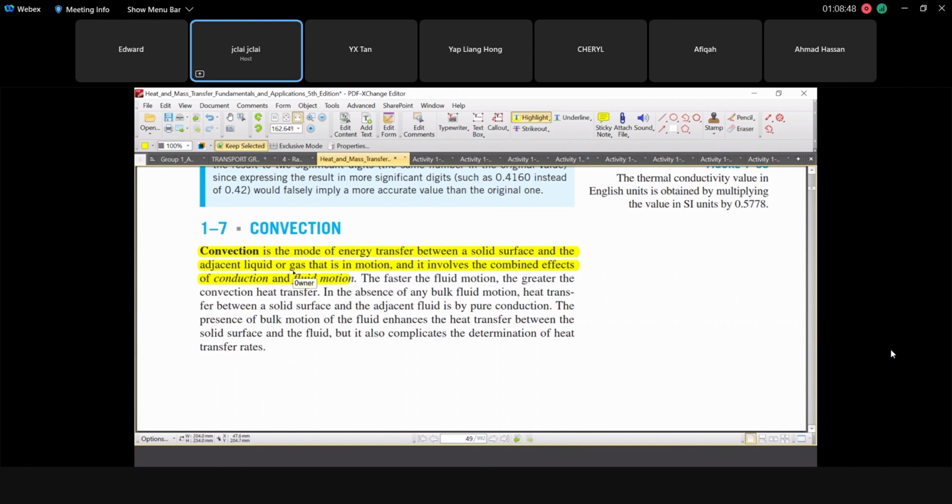If heat transfers within a solid, we know it is conduction. Heat transfer within a liquid is also through conduction. Heat transfer within a gas is also through conduction. But heat transfer between a solid surface and a flowing liquid or gas is called convection. I think maybe this is something new to many of us. It's actually something new to me as well.